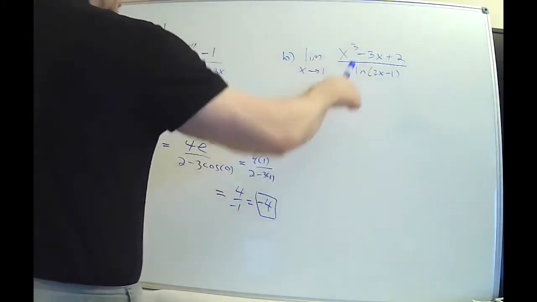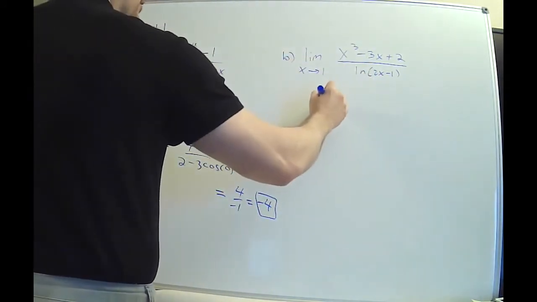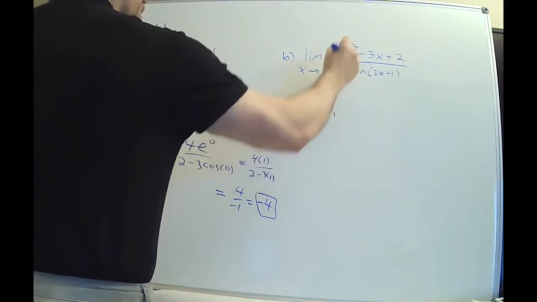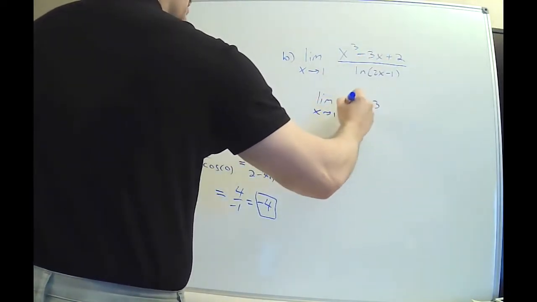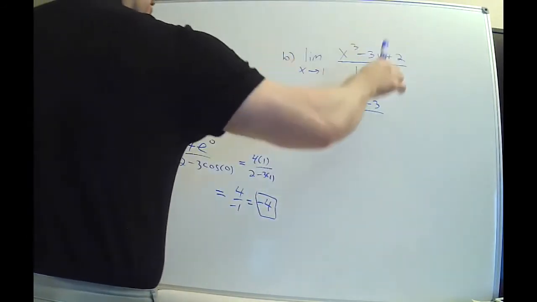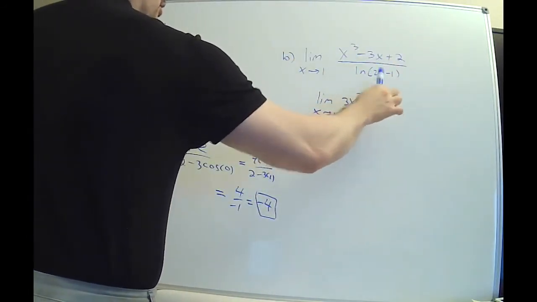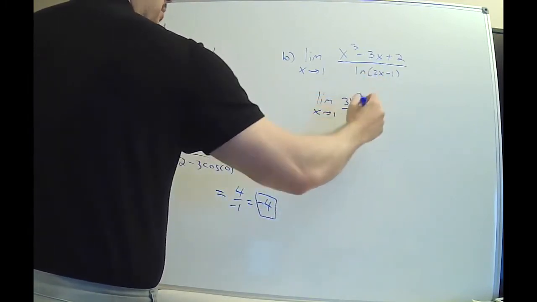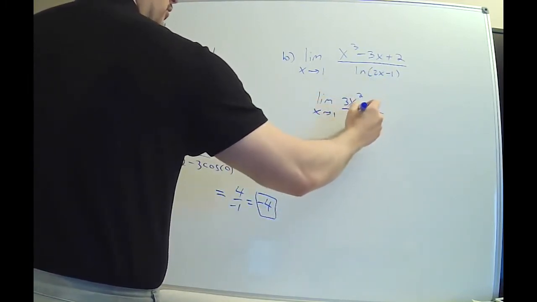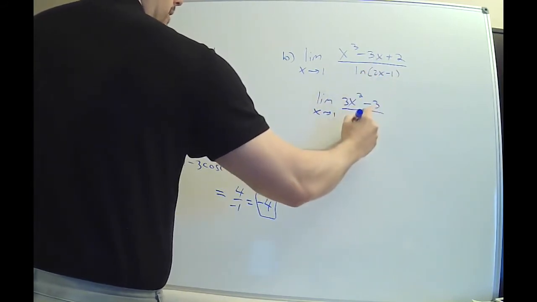Now this one, same thing. You get 0 over 0. Do L'Hopital's rule. The derivative of the top is 3x squared minus 3. That was interesting. The derivative of 2 is 0. Now the derivative of ln u, remember, it's du over u. So take the derivative and put it on the top. The derivative of 2x minus 1 is 2. And put him on the bottom.